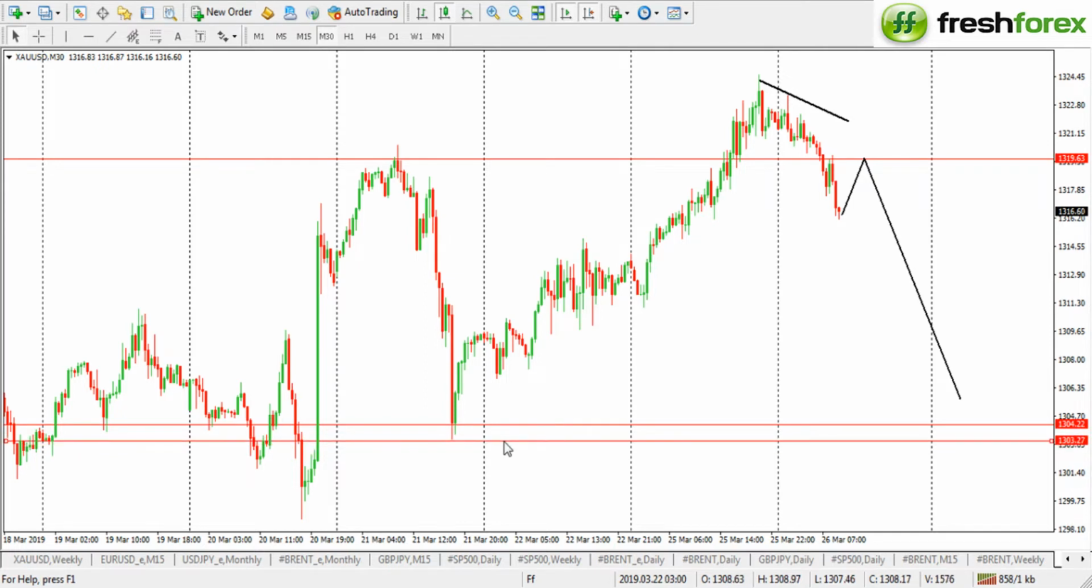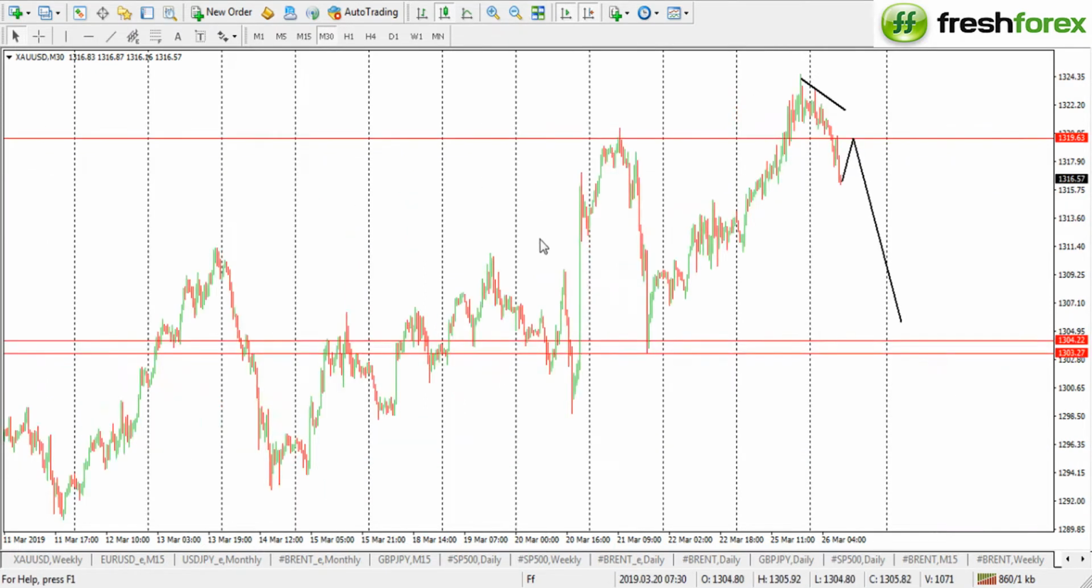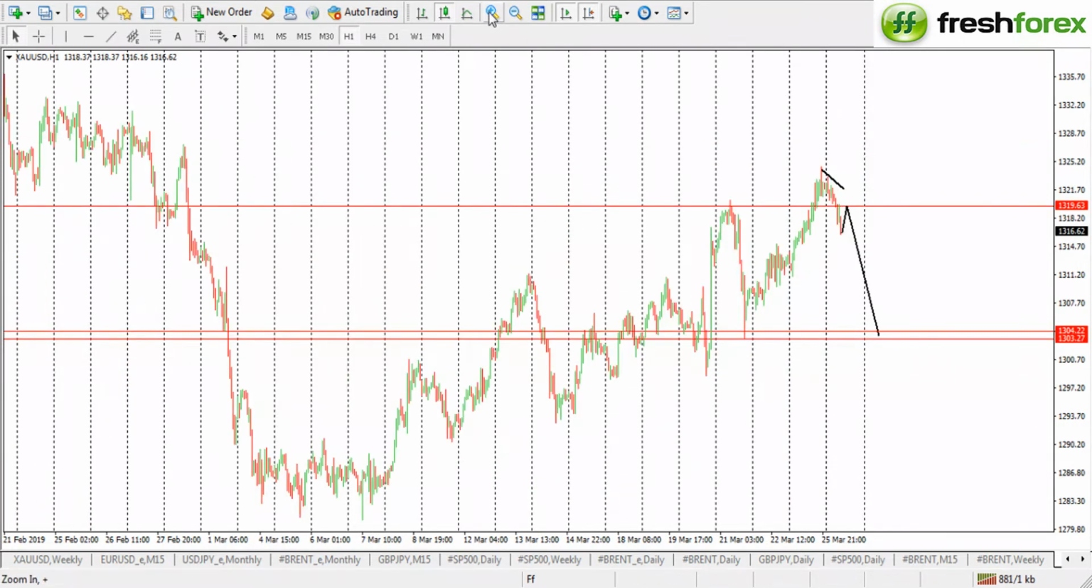This is what you expect. Price has gone down already. It has come back up. It's continuing down. We want it to get back to the same level so that we can sell it from that point up to the support we are having, 1304.22, 1303.27.